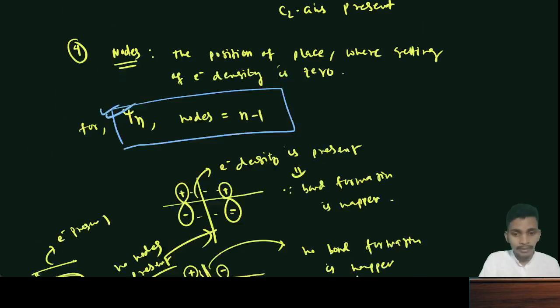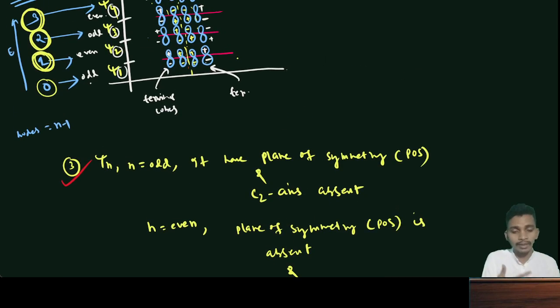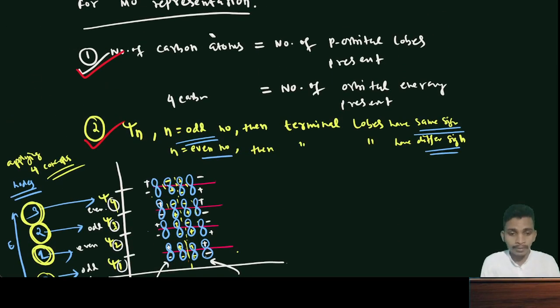So we can make these MO diagrams for any organic molecule by knowing these four concepts. First, the number of carbon atoms is equal to the number of p orbitals, or lobes, or the number of orbital energy levels. Second, if psi n is odd, then the terminal lobes have the same signs, and if n is even, then the terminal lobes have different signs.